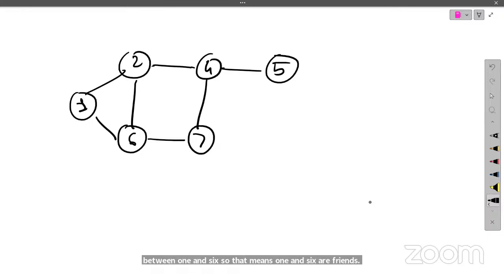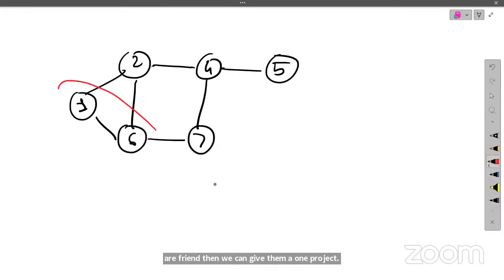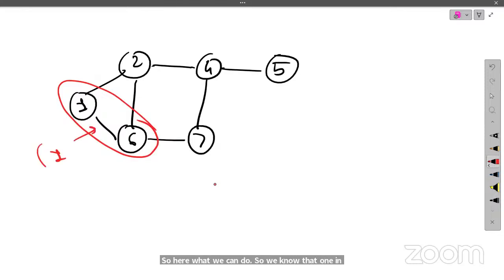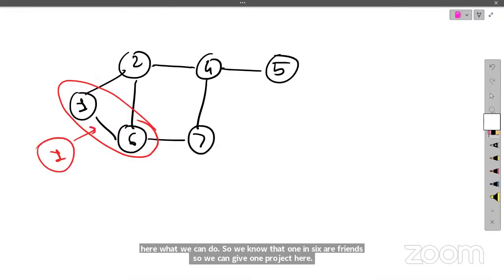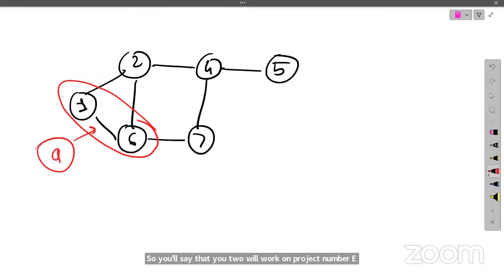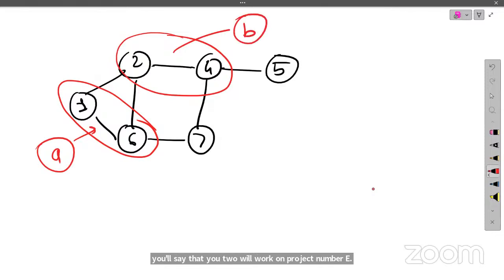Now here we want to allot projects in such a way that if two persons are friends, then we can give them one project. We know that 1 and 6 are friends, so we can give them one project; you two will work on project A. I'll say 2 and 4, you will work on project B. But then 7 and 5 will have to work on different projects, and individually they don't have any kind of support. So this is one possible allocation of projects and students.